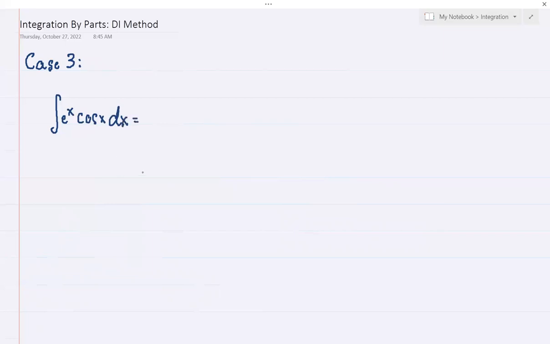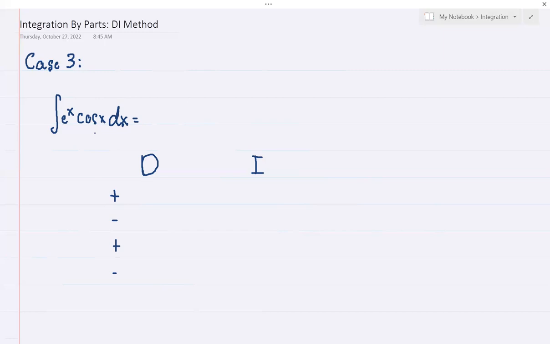Okay? So as usual, we will use the I method. Pick which one you would differentiate and which one you would integrate. In here, you can put your e in your D and cosine in your I, or we can switch the roles. We can put cosine in your D and your e in your I, because the answer is still going to be the same. Okay? So if you've ever encountered this case, it's okay.